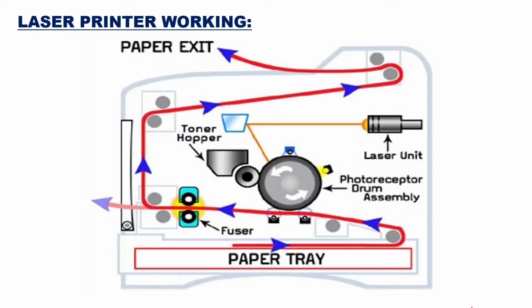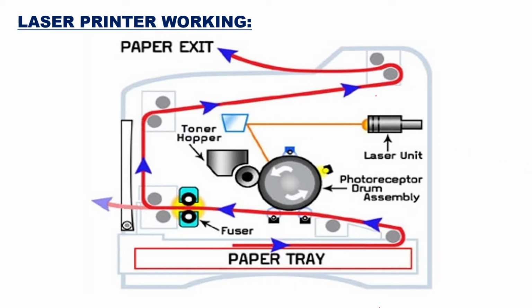As an example, we will show the working of a laser printer here. If you see how the laser printer is working over here, you can see a paper tray down here, in which your paper will be put so that it can be printed on. Above the paper tray you see a fuser, and above the fuser you see a toner, a drum, and a laser unit.